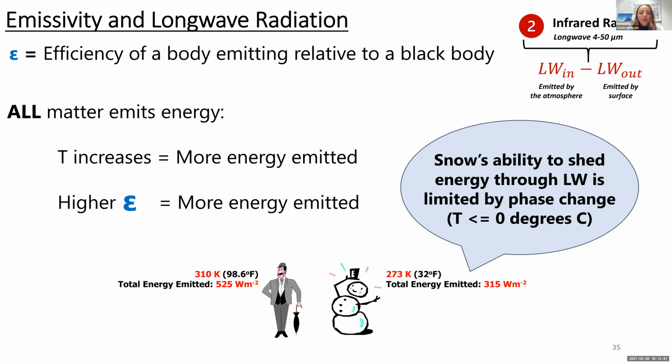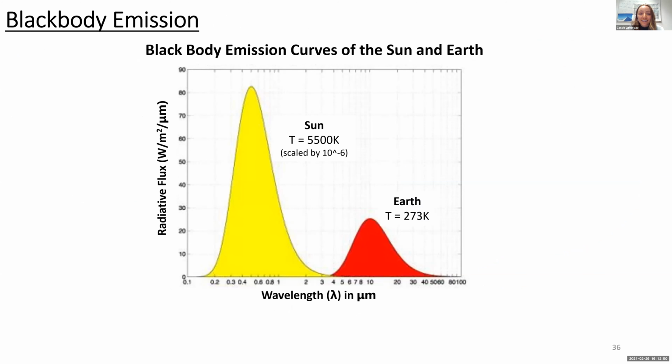So if we actually look at bigger bodies, something like the sun and the earth, and we look at the black body emission curves of these, we have two things being highlighted here. We have the solar shortwave radiation. So on the bottom x-axis is the wavelength, and on the y-axis is the radiated flux.